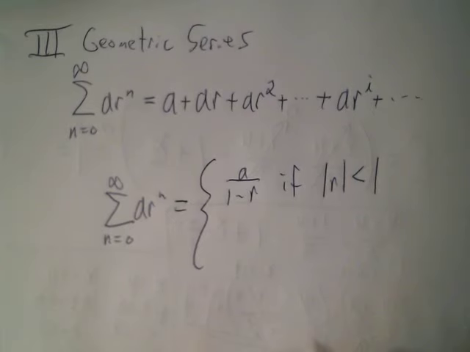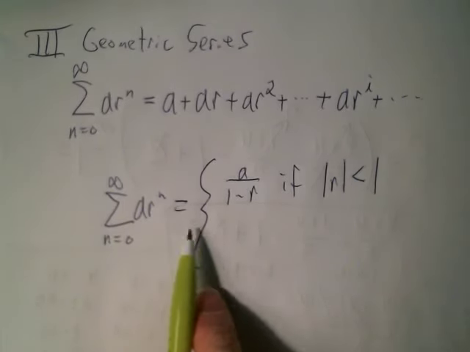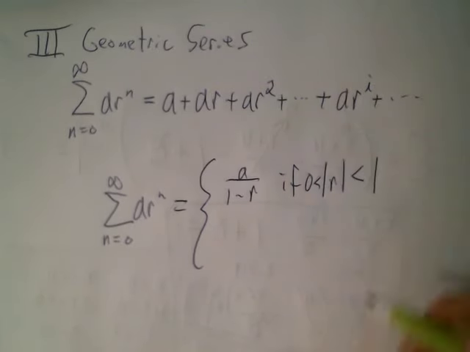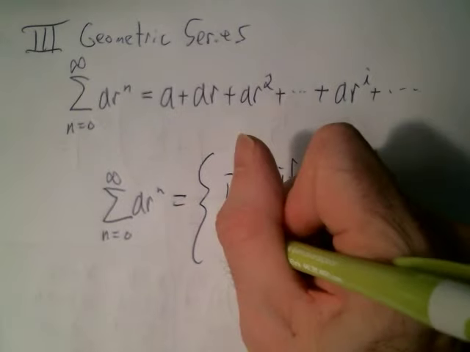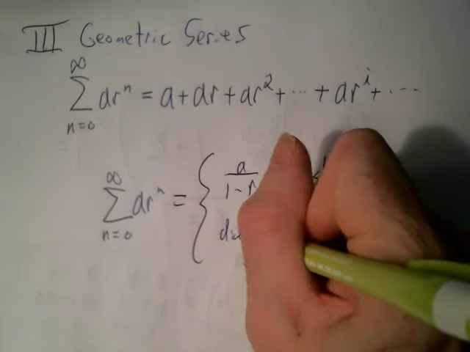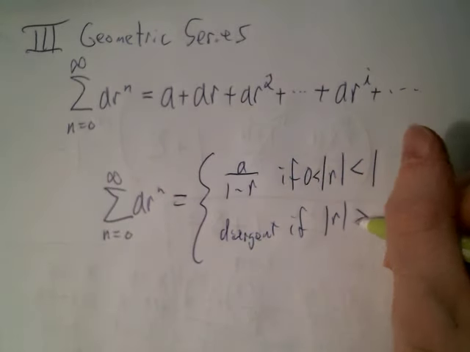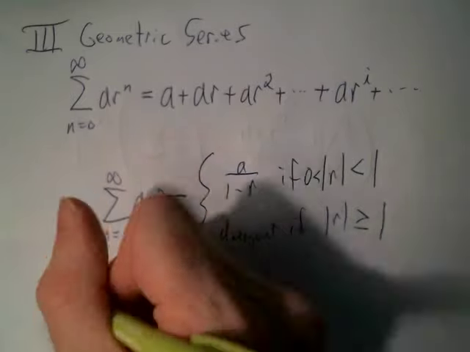In general, we'll say the sum from n equals 0 to infinity of A R to the n will converge to A over 1 minus R if the absolute value of R is less than 1 and greater than 0. You wouldn't be able to work with this expression if R was equal to 0. It would just be 0 plus 0 plus 0. So they also make the restriction that the absolute value of R is greater than 0. And then it's divergent if the absolute value of R is greater than or equal to 1.